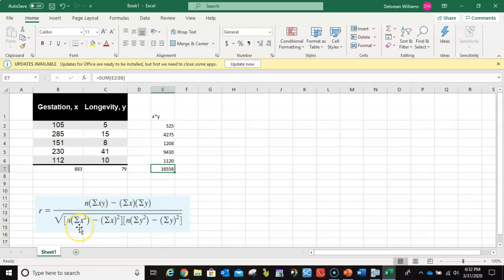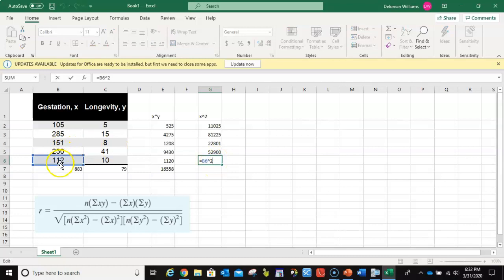And then in the denominator, I want to find the sum of the squares of x's. So that means if I take x squared, that means equals, I have to take this 105 and I want to square it. So that number is 105 times 105. And I want to do that for all the values. So this 12,554 is 112 squared.